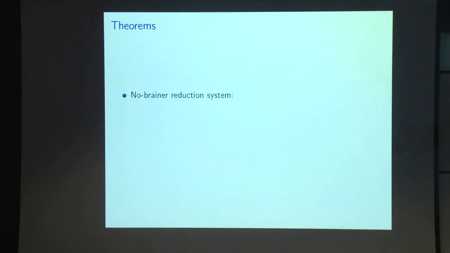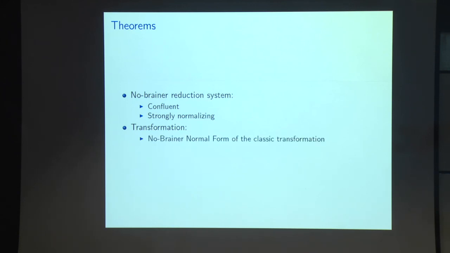So we proved some theorems about this system. Our reduction system is confluent and strongly normalizing. And our transformation is the no-brainer normal form of the first algorithm I showed you. And we motivate this through the same basic process of defining an algorithm with the infrastructure and then showing that it's a reduction.